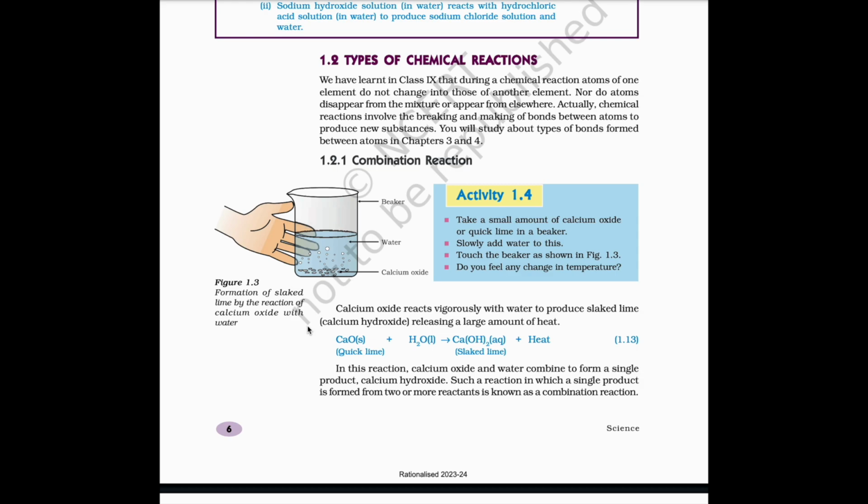CaO(s), quicklime, + H2O(l) converts to Ca(OH)2(aq), slaked lime, + heat. In this reaction, calcium oxide and water combine to form a single product, calcium hydroxide. Such a reaction in which a single product is formed from two or more reactants is known as a combination reaction.